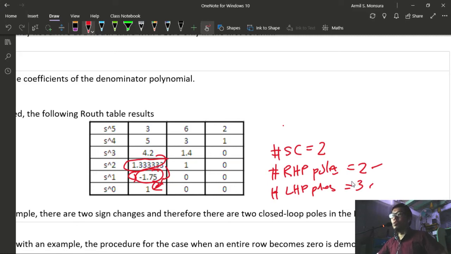Okay? So those are the methods you can use to evaluate the case where you get a 0 in the first column of your row. First, epsilon. Second, substitute a very small positive number and a very small negative number. Third, reverse the coefficients of your polynomial. Okay, so those are the 3 methods you can use to complete the route table when there is a 0 in the first column. Okay, so that's it.